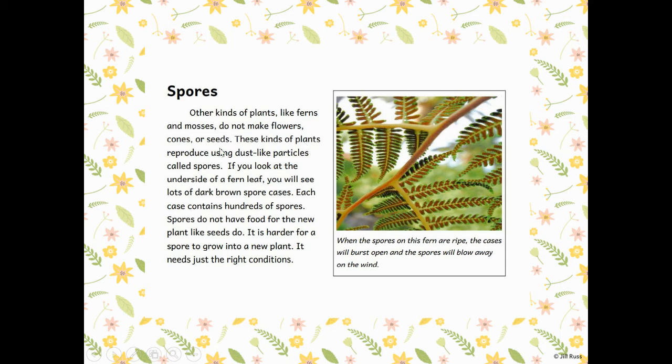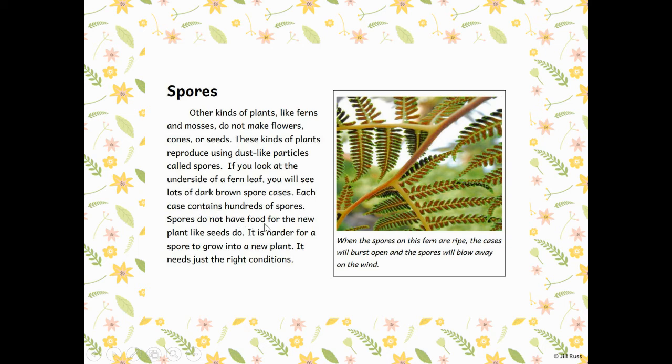These kinds of plants reproduce, remember, make a new one, using dust-like particles called spores. So think about in your house, if your mom or dad dusts, there's those little teeny things floating around. That's the size of their spores. If you look at the underside of a fern leaf, you will see lots of dark brown spore cases. Each case contains hundreds of spores. So it's kind of like a little storage zone for the spores.